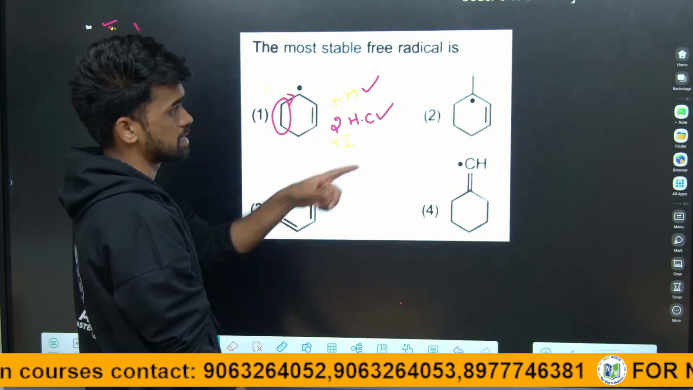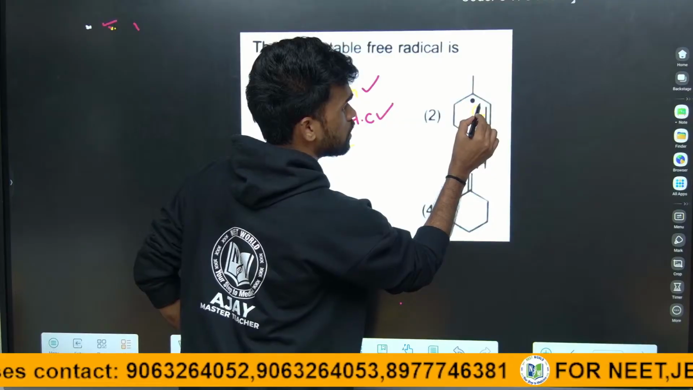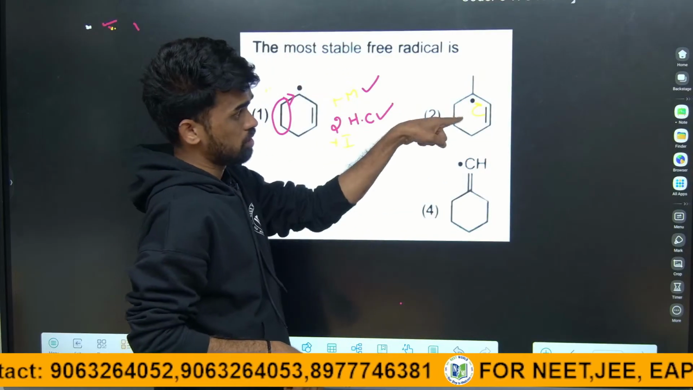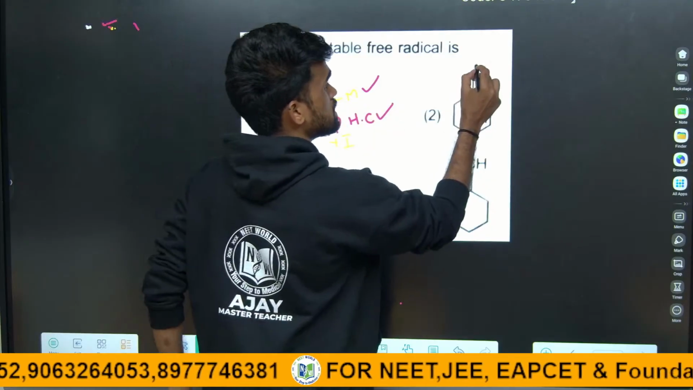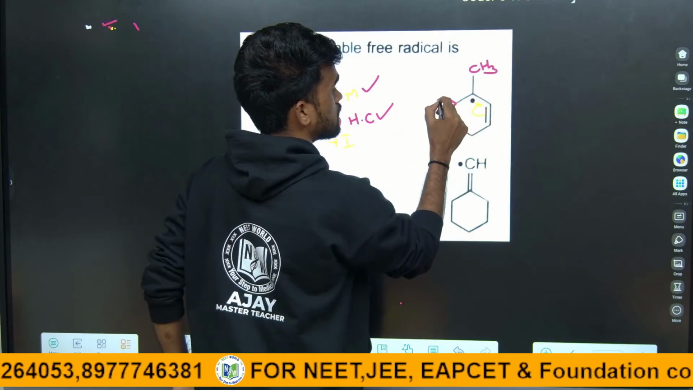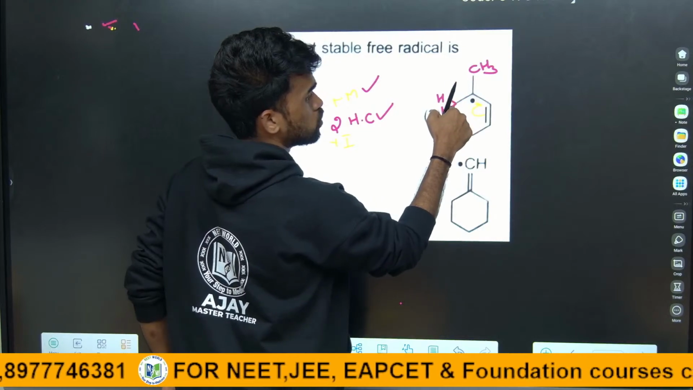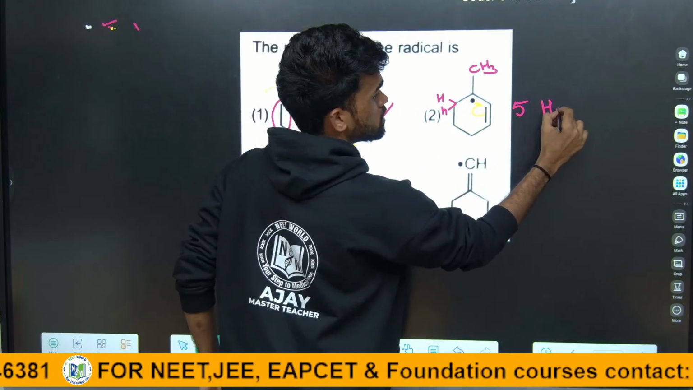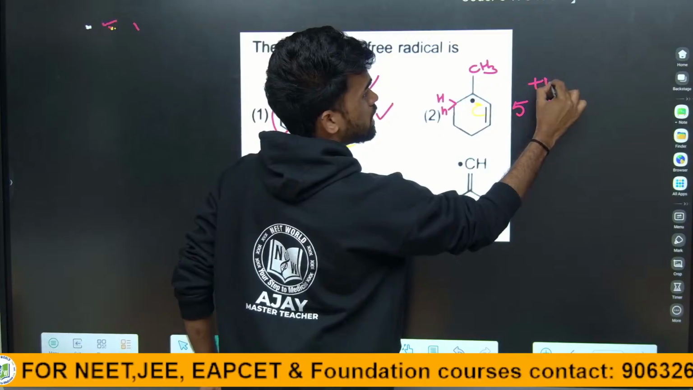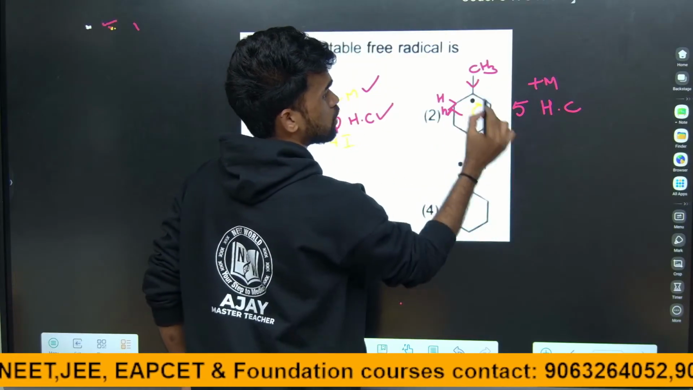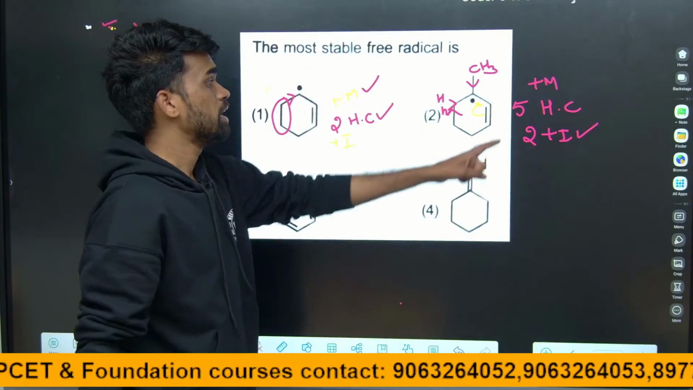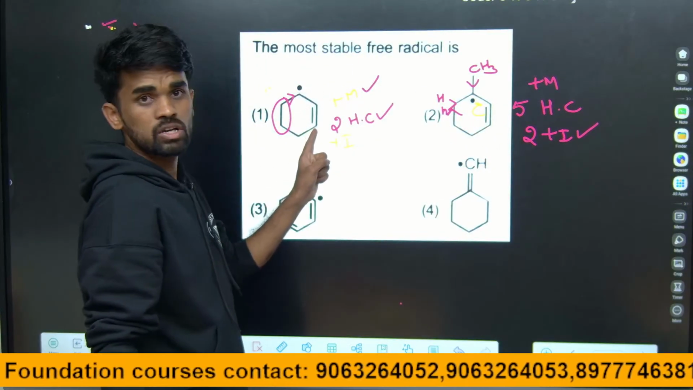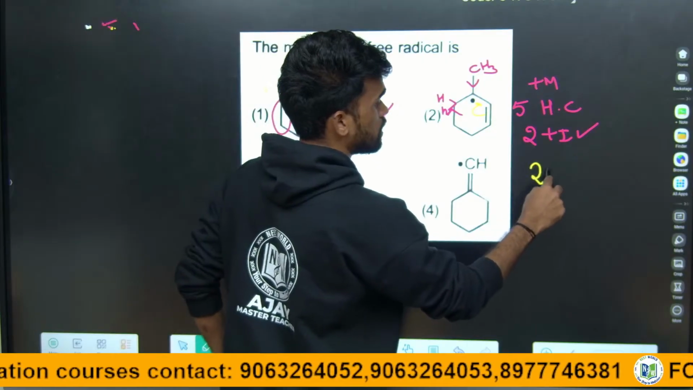Then next, here also we have the same mesomeric effect as here, and this has more number of alpha hydrogens. Check, see, these are 3 and here 2, so 5 hyperconjugations are possible and 1 mesomeric effect is possible, and these 2 alkyl groups are there. So I can say 2 plus I groups are also possible. It is more stabilized than this, so I can say 2 is more stable than 1.